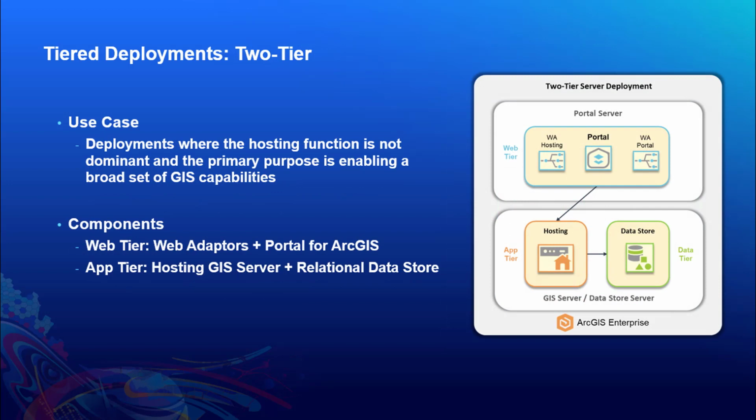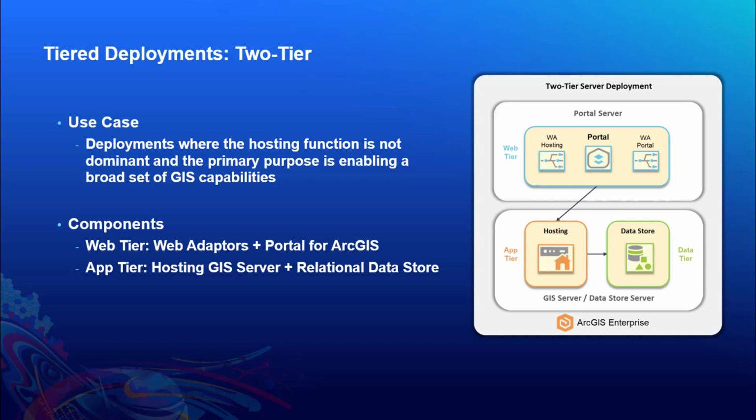One of those is a 2-tier deployment. This is where the hosting function is starting to get used, but the expected load on there is low to moderate. We're not supporting thousands of hosted services or doing a lot of analytics type work, but we are using that data store and those hosted services. For that kind of scenario, one scaling option is to deploy the hosting server and the data store together, separate from the portal server. This creates a web tier for the portal and an app tier for the remaining components.